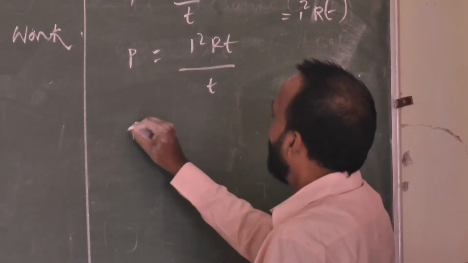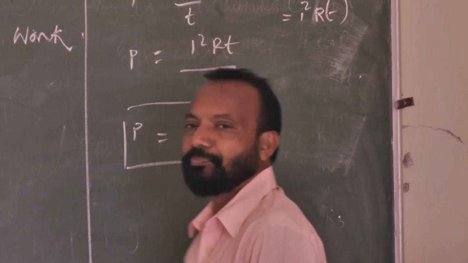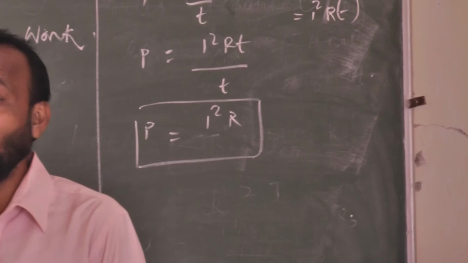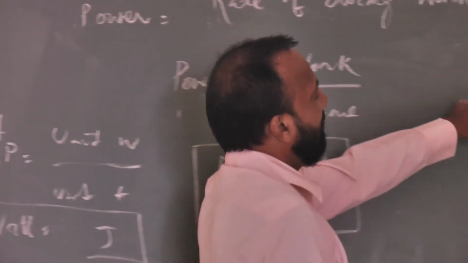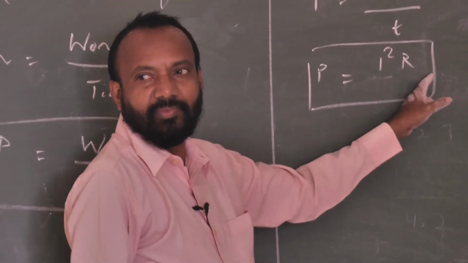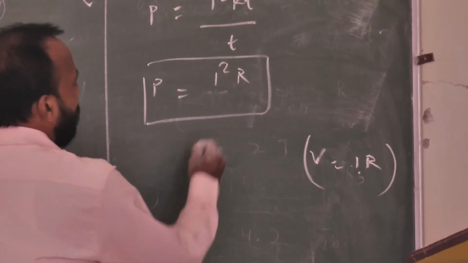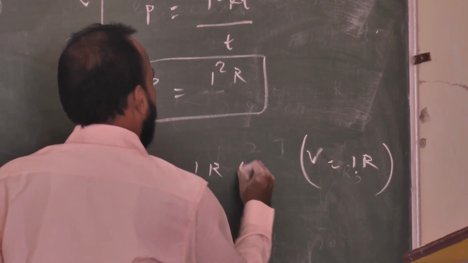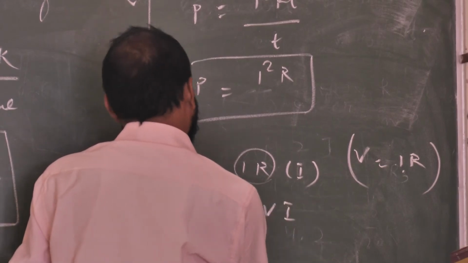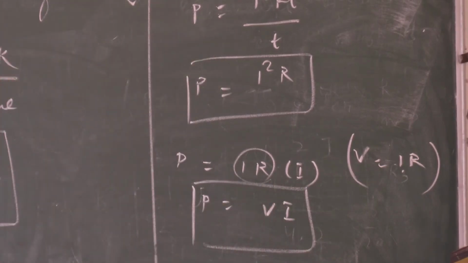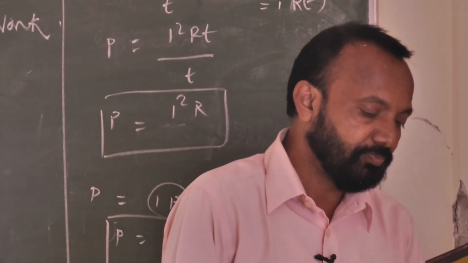T cancels, so power is equal to I square R. Electrical power is equal to I square R. This is the second formula I got: electrical power is equal to current square into resistance. You know Ohm's law, V is equal to IR. So power is equal to IR into I, and IR means V. So V into I. Then power is equal to the product of potential difference and current. P is equal to VI. Another formula, P is equal to VI.